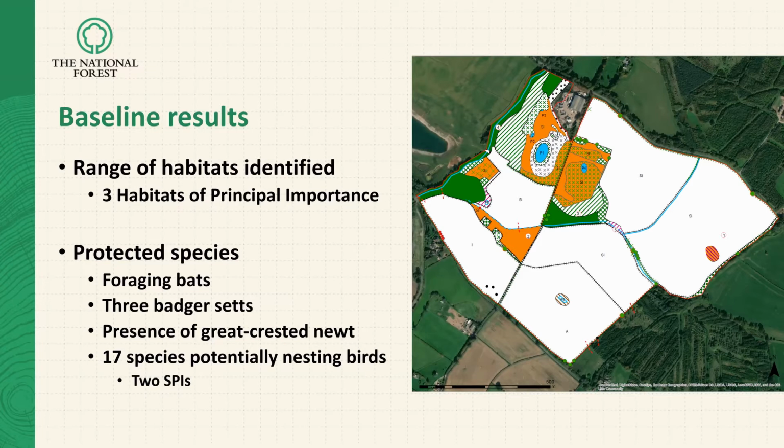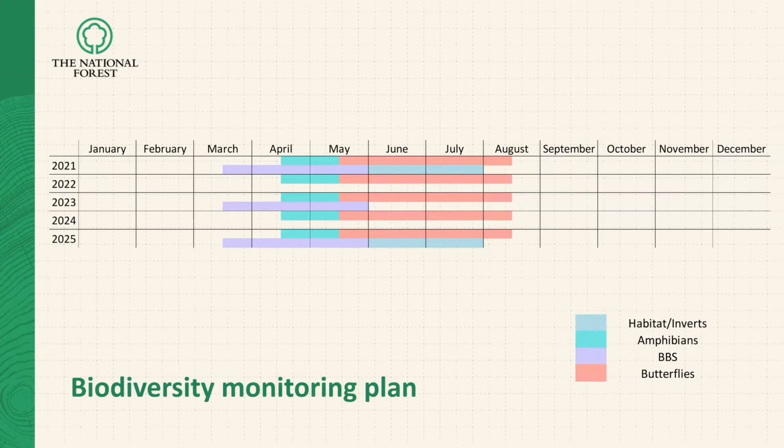It also then allowed us to work out how we were going to make our interventions. So which areas of this land could we actively plant, for instance, and which areas do we want to retain as habitats of principal importance. But then also it helps us to think about how we're going to monitor the progress of this site beyond the kind of planting of trees. And we're doing that through a biodiversity monitoring plan.